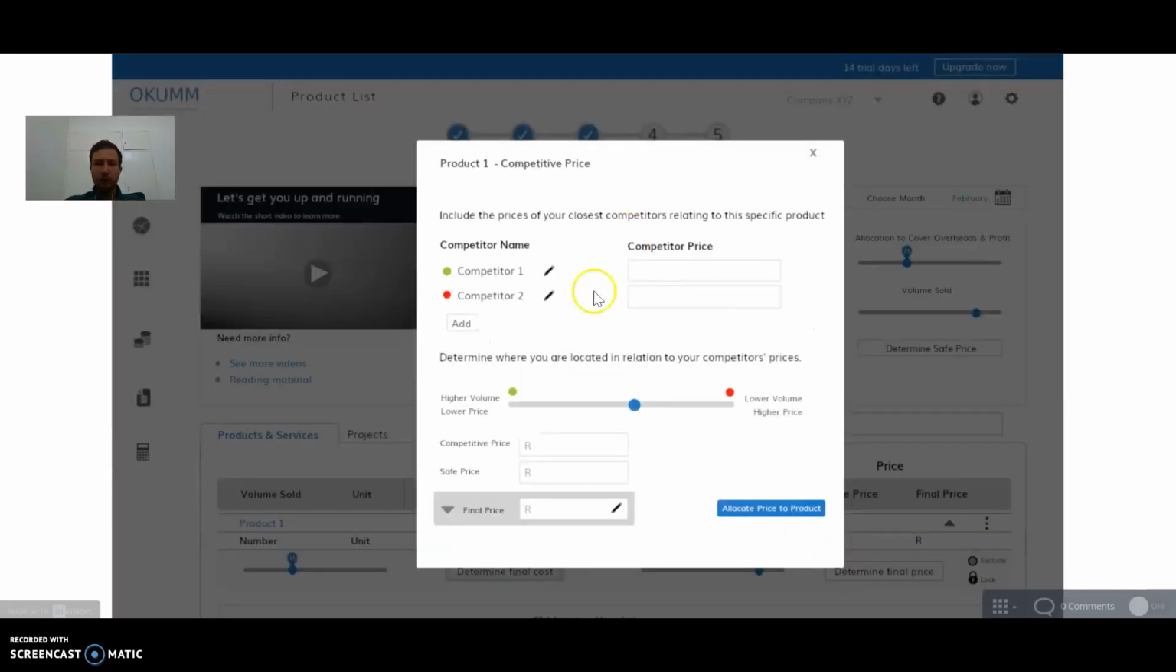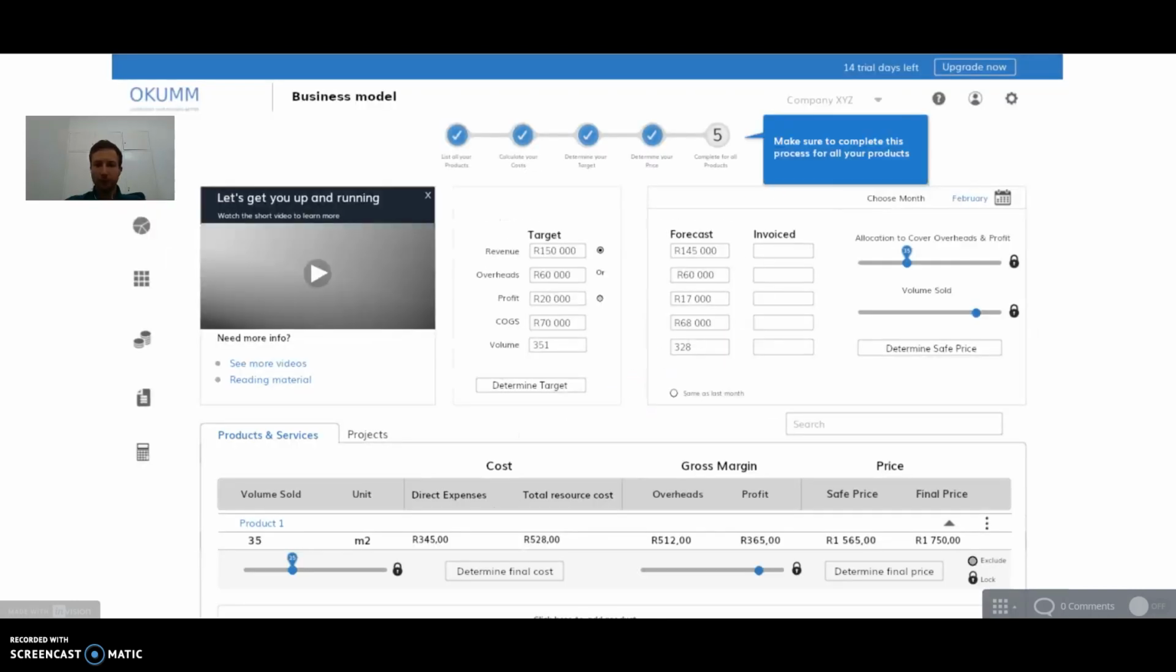To calculate your final price, you need to have a look at your competition. You need to evaluate all of your competition and choose where you stand relative to your competition. This will then give you the opportunity to allocate your final price to the product. Once you've allocated your final price, you can then go ahead and calculate the final price for all of your products. You are also able to change the overhead, the gross margin, and the volume of sales for the total amount of products or services, or for each product or service. This gives you the opportunity to change the business model to suit your business.